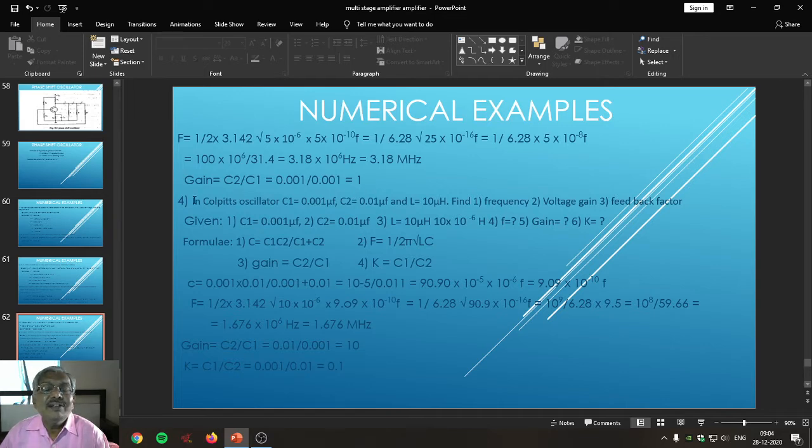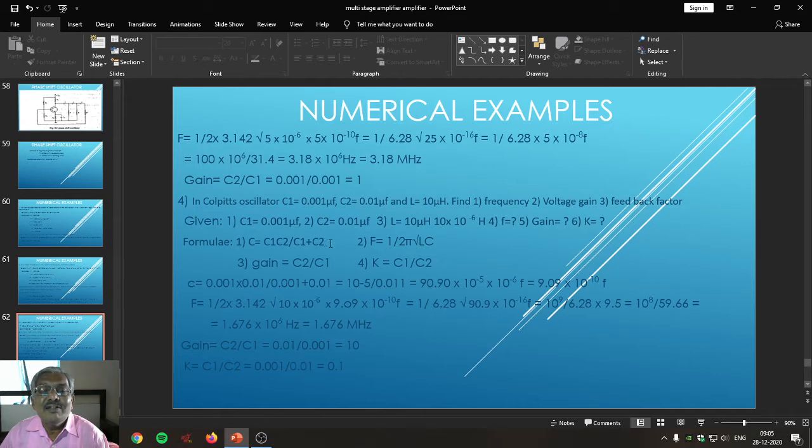Next example is again based on Colpitts oscillator. In Colpitts oscillator, C1 is equal to 0.001, C2 is equal to 0.01, and L is equal to 10 microhenry. Find frequency, voltage gain, and feedback factor. We have written the given quantities: C1 is equal to 0.001 microfarad, C2 is equal to 0.01 microfarad, L is equal to 10 microhenry, that is 10 into 10 raised to minus 6. F is to be calculated, gain is to be calculated, and feedback factor K is to be calculated.